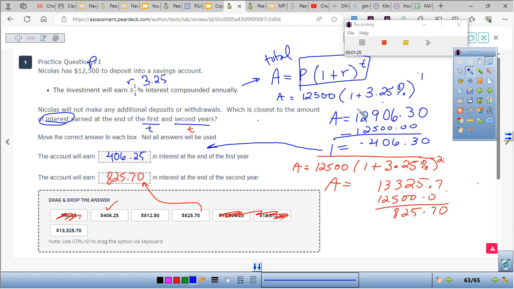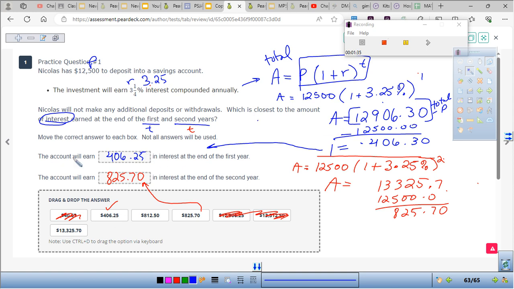So when we put this in the calculator, we got this as our answer. Now that's your total, remember, that's all together. We're going to subtract the principal. The principal initially was deposited at 12,500, and it has a difference of $406.25, which is going to be right here. Now that's done for year 1.